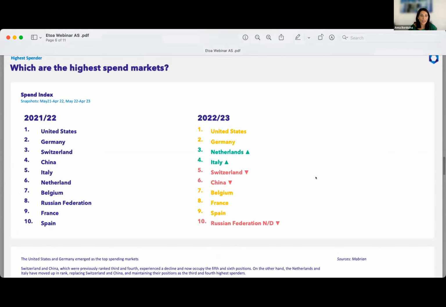In terms of markets, in this case, we are analyzing the ranking of the markets in terms of the economic benefits they provide to the destination. Also here, we wanted to compare if there are some changes in this ranking. From what we can see, the main markets, United States and Germany, were on top last year, and this year remained in the same position. However, Switzerland and China are moving down from the 3rd and 4th position to the 5th and 6th, replaced by Netherlands and Italy.